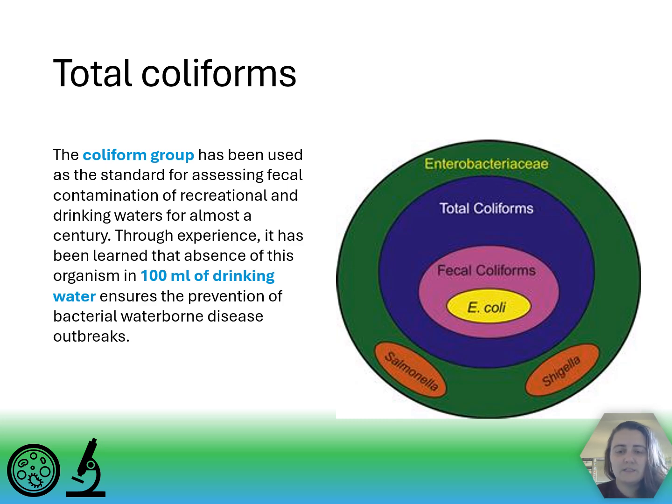Okay, so let's talk about what total coliforms are and why that's important to us. So the coliform group is used as the standard of assessing fecal contamination. It's been used for assessing recreational waters. It's been used for wastewaters for quite a while. And so we've learned that it's optimal to take about 100 milliliters of a drinking water sample when we're doing this type of testing for total coliforms.